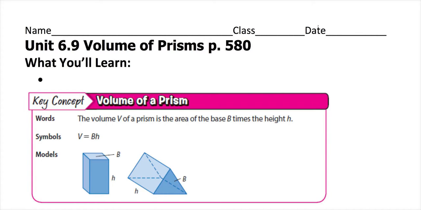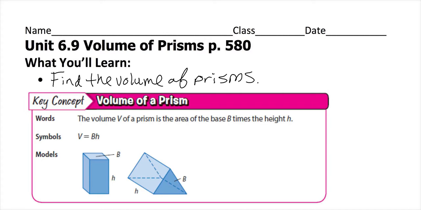So today we're going to look at Unit 6.9, Volume of Prisms, and this is page 580. Alright, so our objective for today is just exactly what the title says. We're going to find the volume of prisms. Find the volume of prisms.